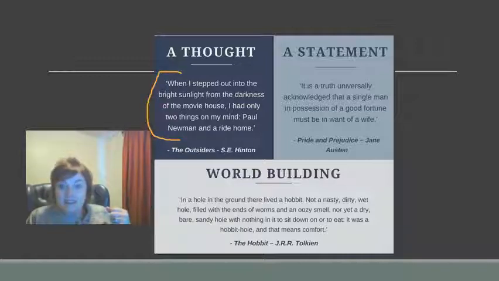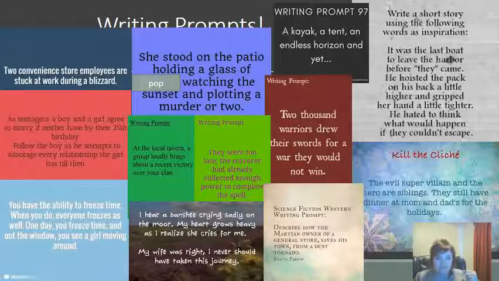A statement. It is a truth universally acknowledged that a single man in possession of a good fortune must be in want of a wife. Or you could build an entirely new world.